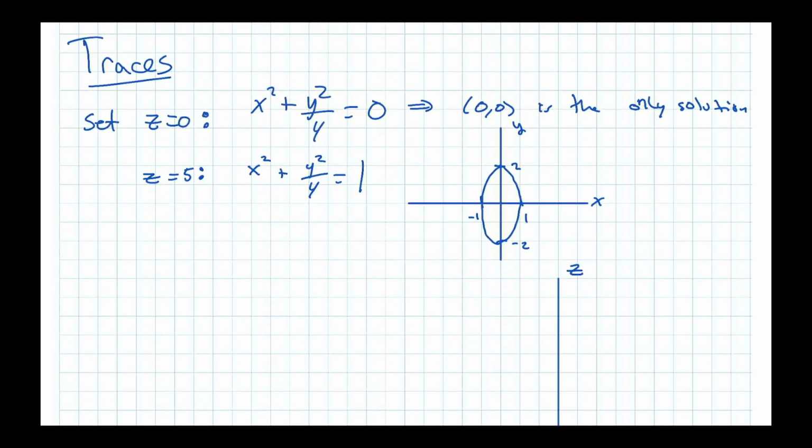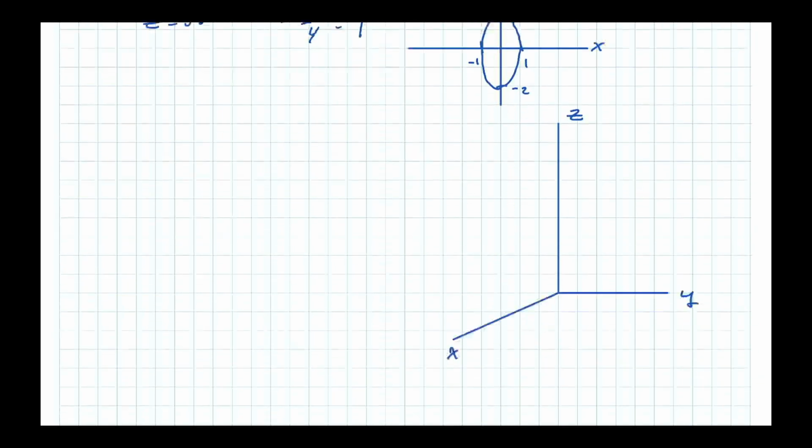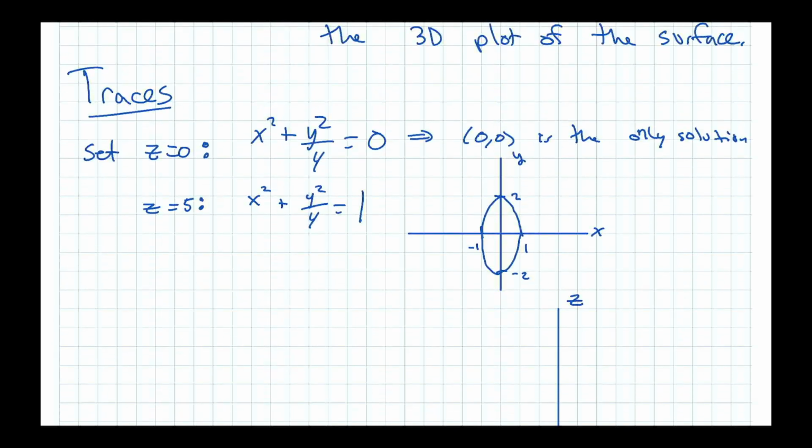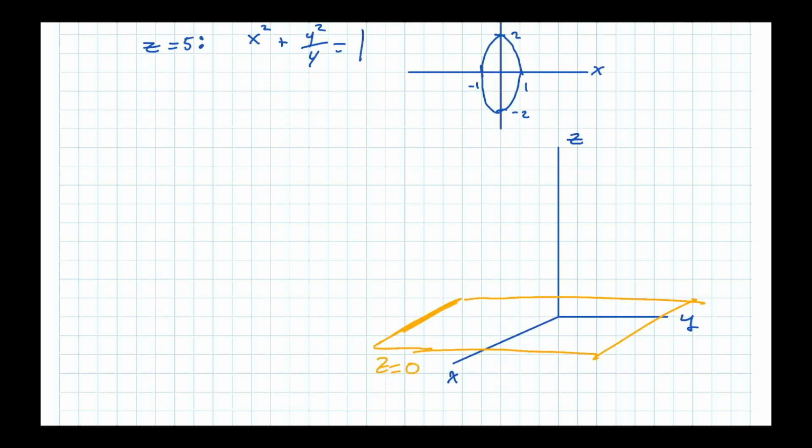So here's the idea. This first trace was at z equals 0. Where is z equals 0? Z equals 0 is the plane, right? Z equals 0 is the ground, right? Like here, right? That's z equals 0. Now, where is z equals 5, by the way? Because our other trace was at z equals 5. Well, that would just be up here at z equals 5, right? So up here, this would be your z equals 5 plane.